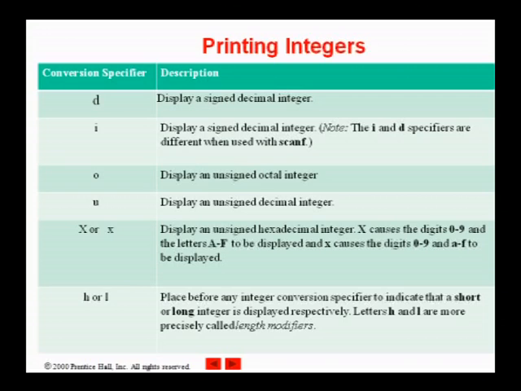So base 16 is the hexadecimal number. It can display 0 to 9 and the letters a to f, and x causes the digits 0 to 9 and a to f to be displayed. So x represents a hexadecimal number. Then you can also use h or l. It can be placed before any integer conversion to indicate that it is a short or long integer. h represents short and l represents long, when we want to represent the length, 4 digits, or it may be 10 digits. So you can use h or l. These are some of the conversion specifiers that are available for printing integers.